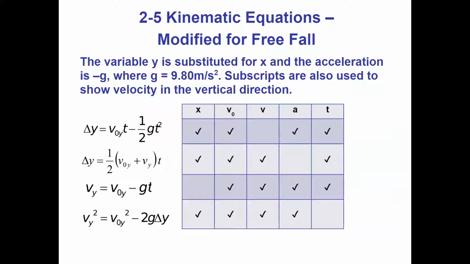So I'd like to take a look at a couple of examples with the kinematic equations modified for free fall. And you'll notice that the kinematic equations are all the same. They're very similar. We introduce delta y, which is going to be a final y position minus initial y position. And then also, anytime there's an acceleration term, we plug in minus g. All right, so let's just take a look at a couple of simple examples.